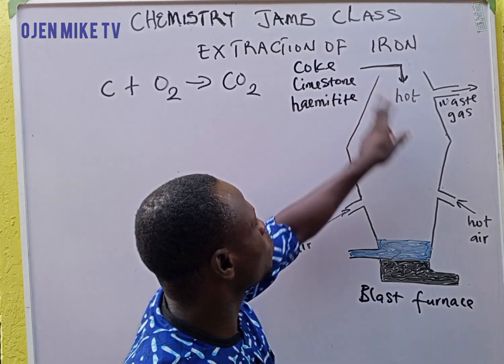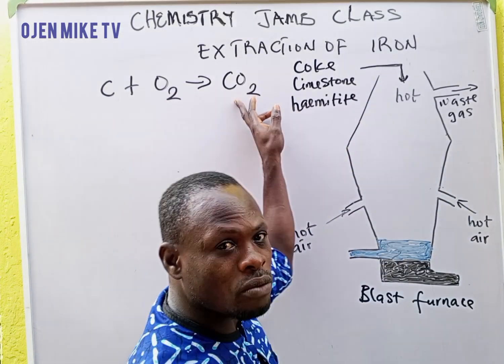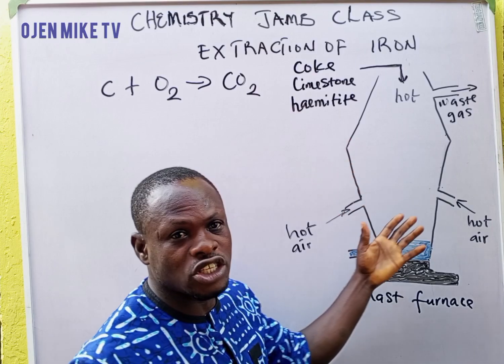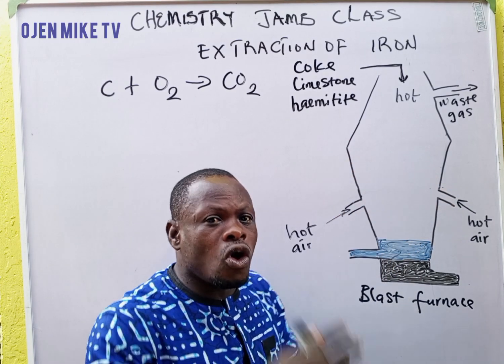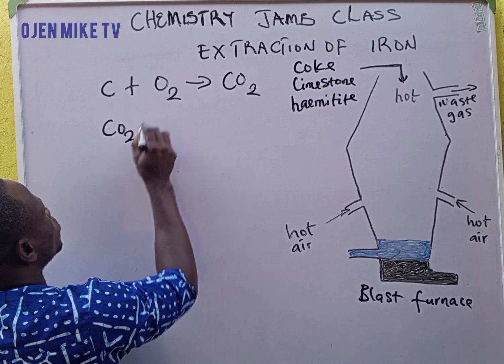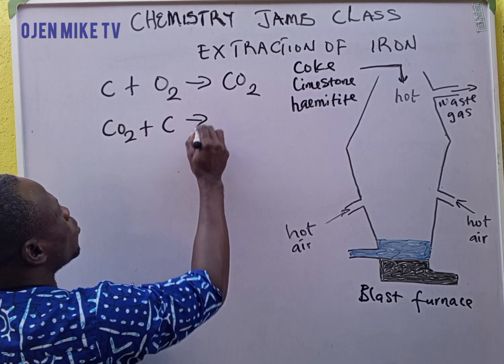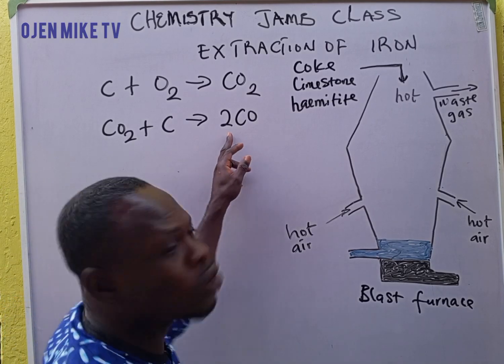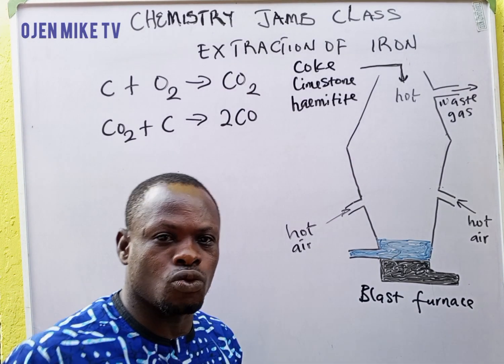Carbon dioxide is formed in the first place. The coke reacts with air, and carbon dioxide is formed. Now, because there is plenty of coke, it will not be finished in the reaction. The coke will also react again with this carbon dioxide. So CO2 plus carbon will give you CO. Carbon monoxide is formed. That is the second equation.